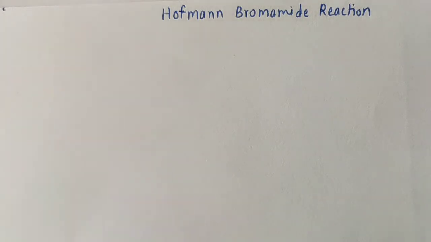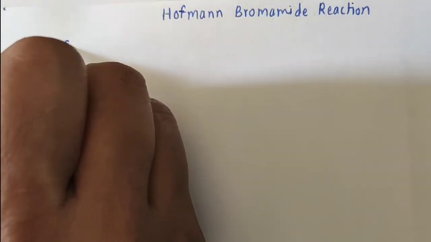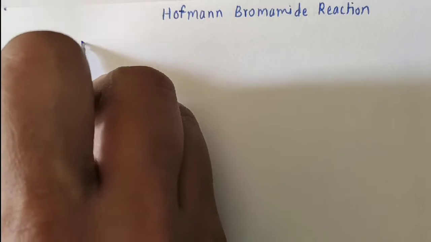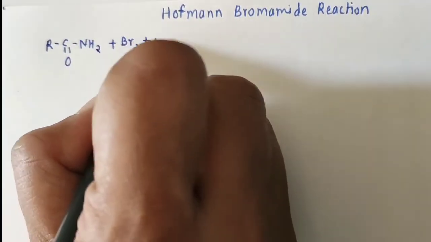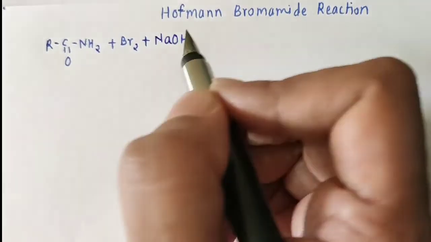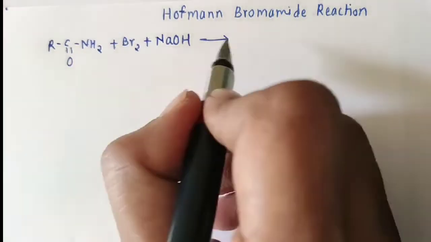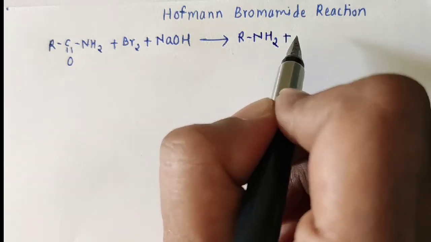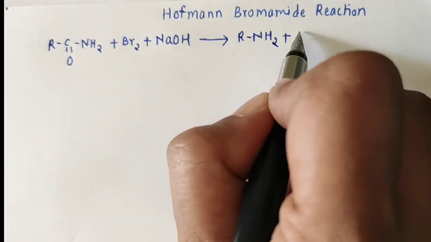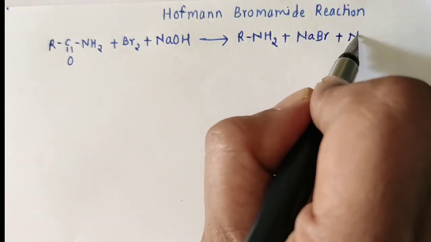Today we are going to discuss the Hofmann bromamide reaction. This reaction is the conversion of an unsubstituted acid amide to a primary amine in the presence of sodium hypobromite, and this sodium hypobromite is generated by the reaction of bromine with NaOH. The primary acid amide is converted to an amine containing one carbon atom less, and along with it there is formation of NaBr and sodium carbonate.